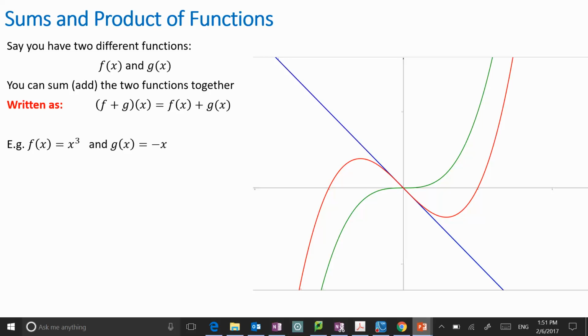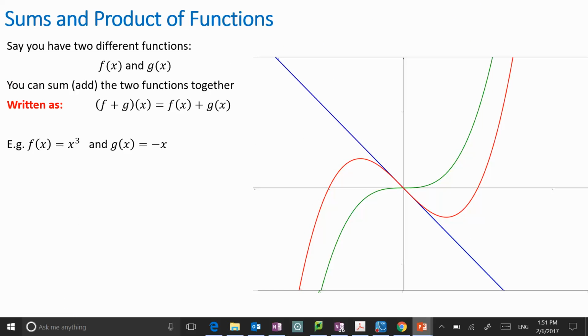This is x cubed with g of x is -x. Okay, and same thing. This should have come out as an animation, but it didn't. It was meant to come out, if you look at it, this is your x cubed in green. This is your negative x in blue. Your new graph is the red.